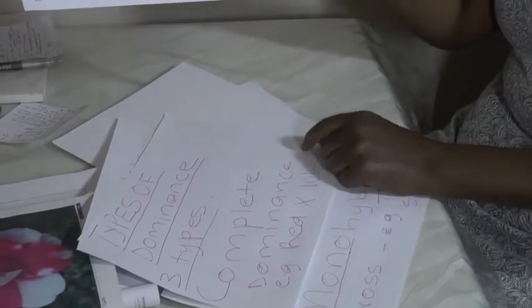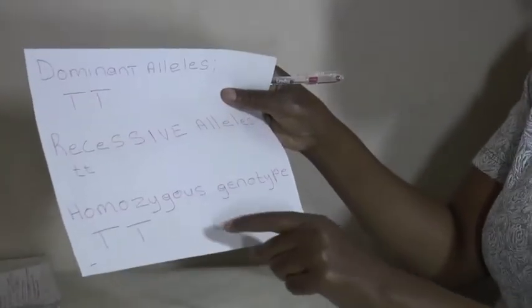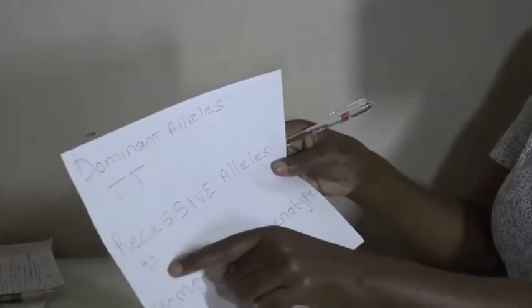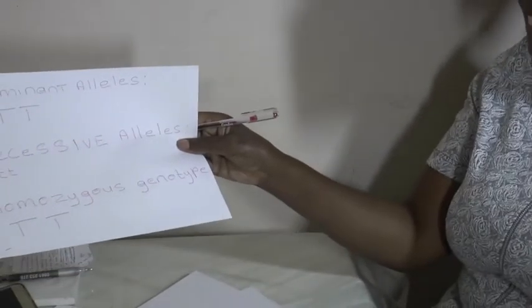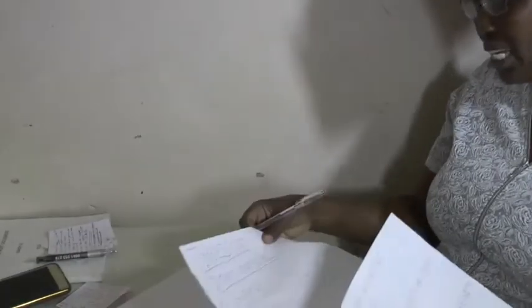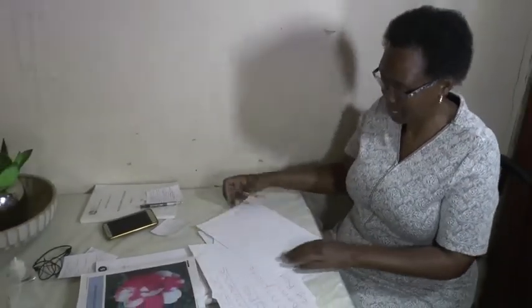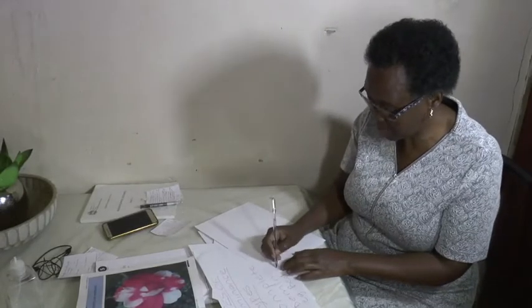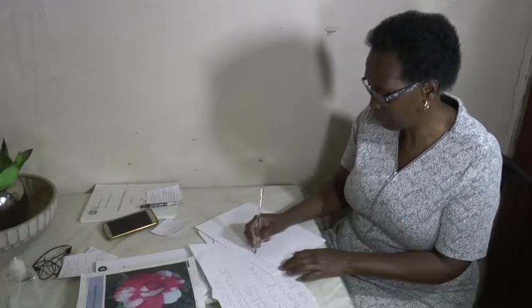This is a homozygous genotype. It's represented by 2 capital letters. And we also had the recessive homozygous, which is represented by the small letter t's. So this means that in a complete dominance, we'll be having the capital letters. Let me do the example of this complete dominance.